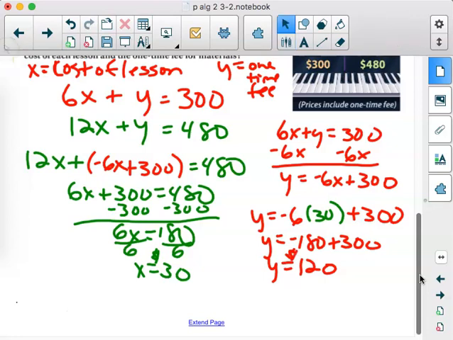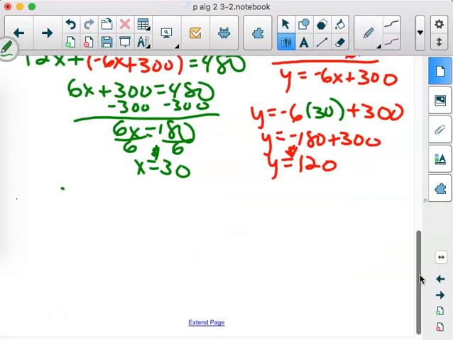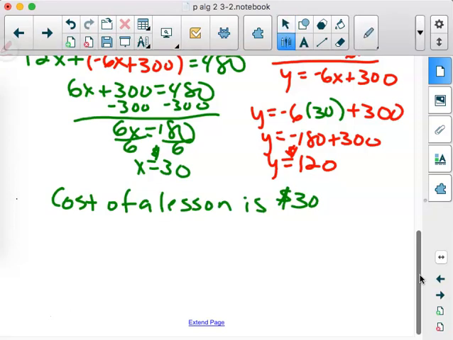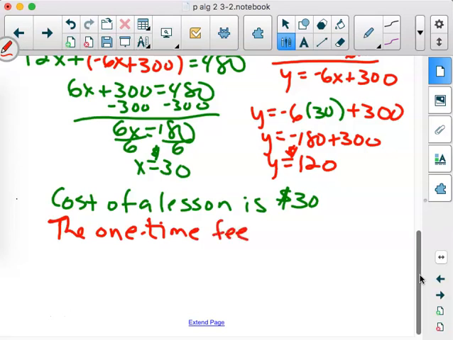Now, in the other two problems, I made a point of saying, hey, the two lines are hitting, it's a point, we need to give the coordinates to the point. Not for word problems. And that's because they asked us really specific things. And we want to know the cost of a lesson is $30. The cost of the one-time fee, I think everybody would know that that's going to be a cost. So the one-time fee is $120. So with word problems, you can just write a quick short sentence or two that says, hey, this is what I found here. An ordered pair doesn't make sense because they asked us specific questions. Well, that wasn't too bad.